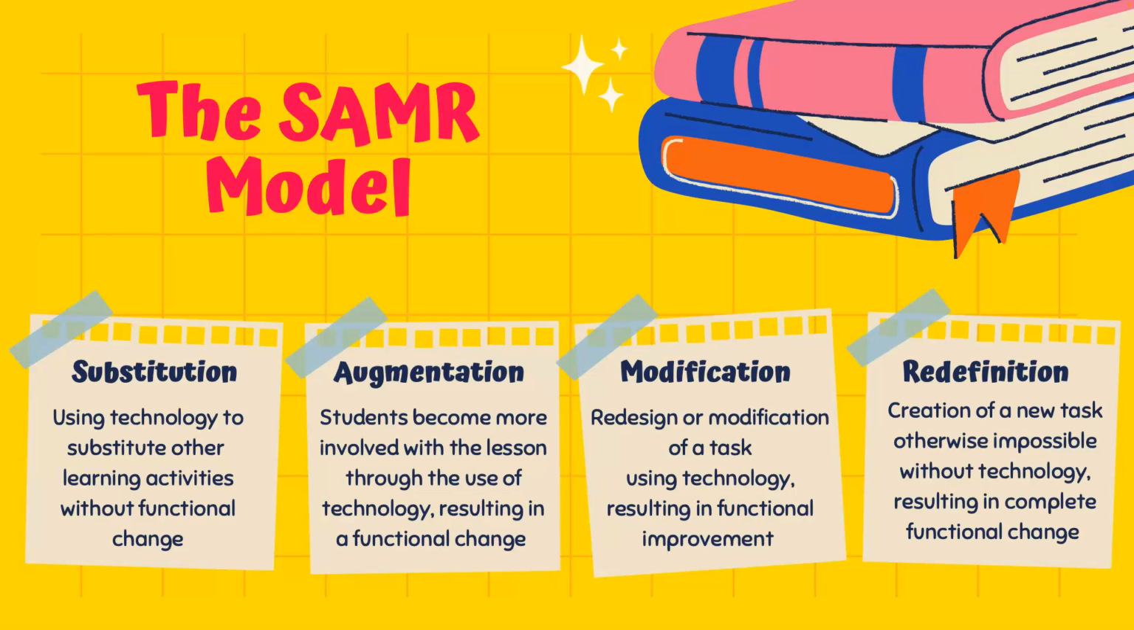Level 3, modification, enables an instructional designer to redesign or modify a task using technology, resulting in a functional change. At this level, teachers could have students collaborate together to create a book using an online publishing tool such as Google Docs. The fourth and highest level, redefinition, results in the creation of a new task otherwise impossible without technology.